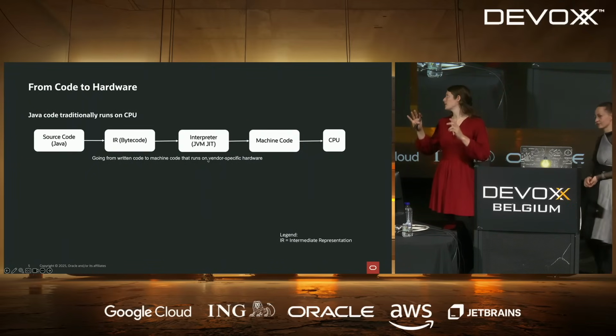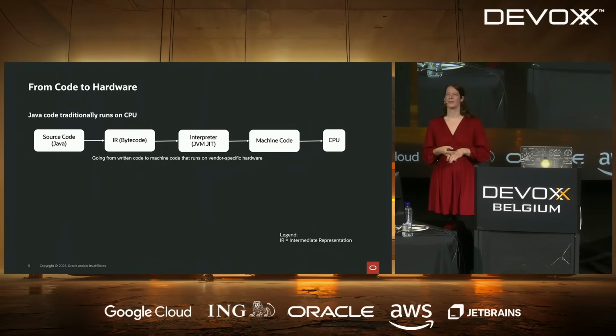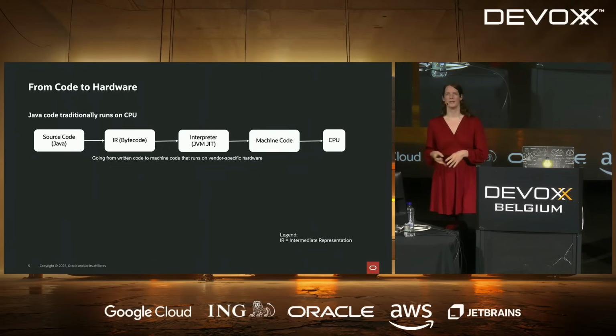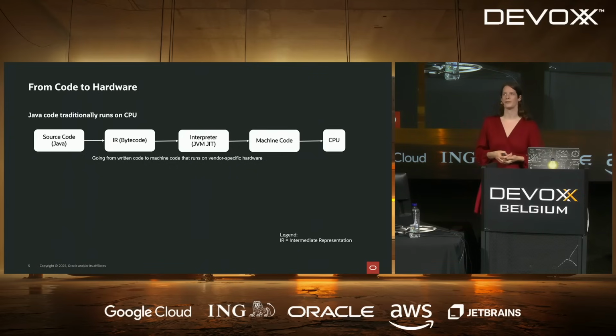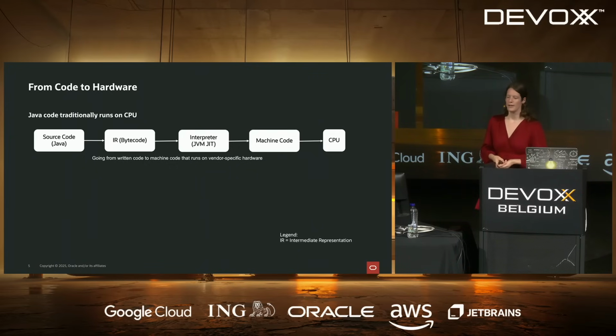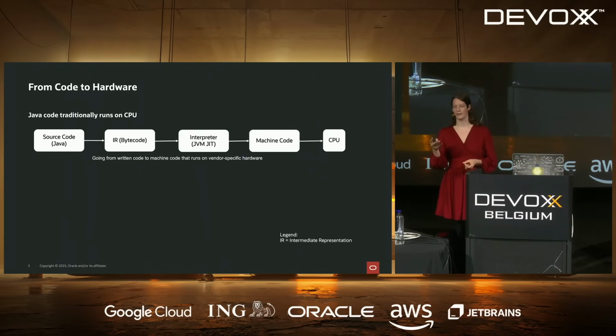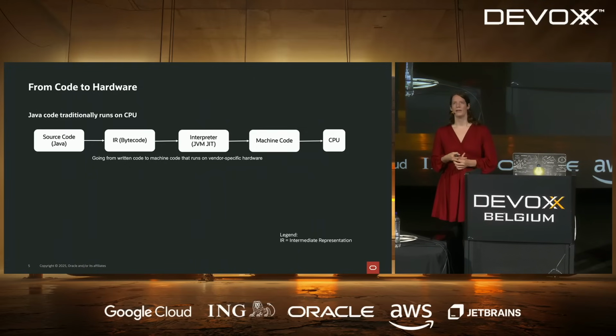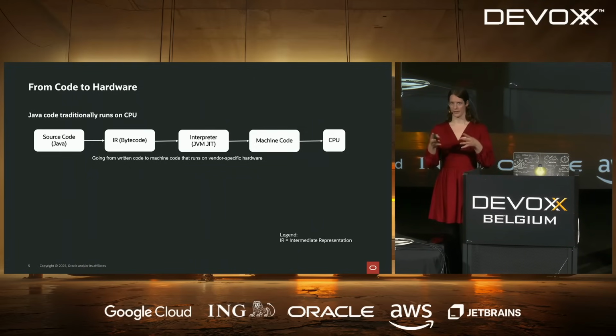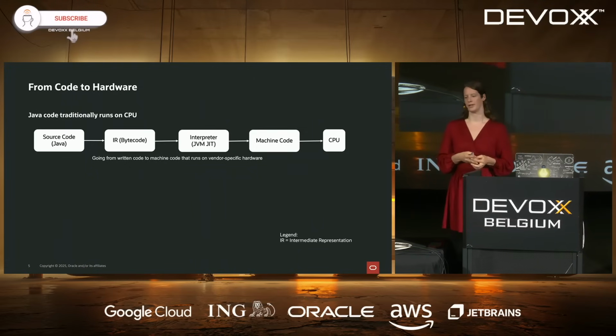Now, to conceptualize what it takes to run something on the GPU, let's look at how it usually goes for running something on the CPU, which we Java developers are somehow way more familiar with. So we type our source code in Java, for example. Then this is translated by the compiler into bytecode, which we're going to say is an intermediate representation.